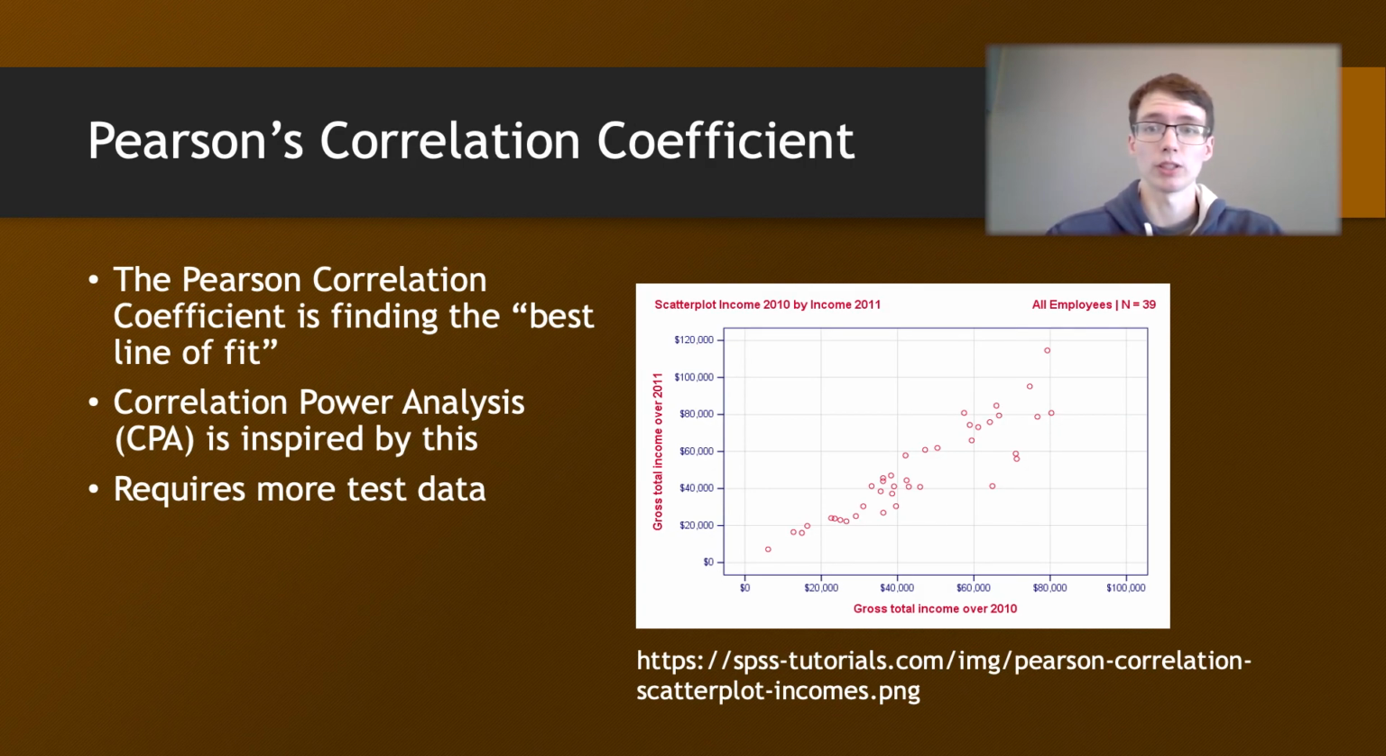Next, we have the Pearson's correlation coefficient. This is essentially finding the line of best fit. This is what correlation power analysis, which is a branch of side channel analysis, focuses on. It requires lots of test data to make a good line, and because of this, the normality of the data isn't as required because we will by default have a large sample size, which the central limit theorem helps with.